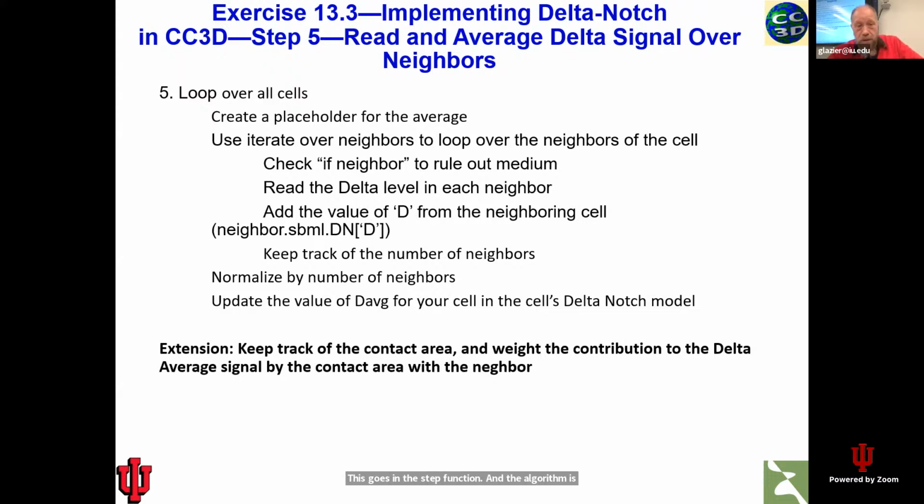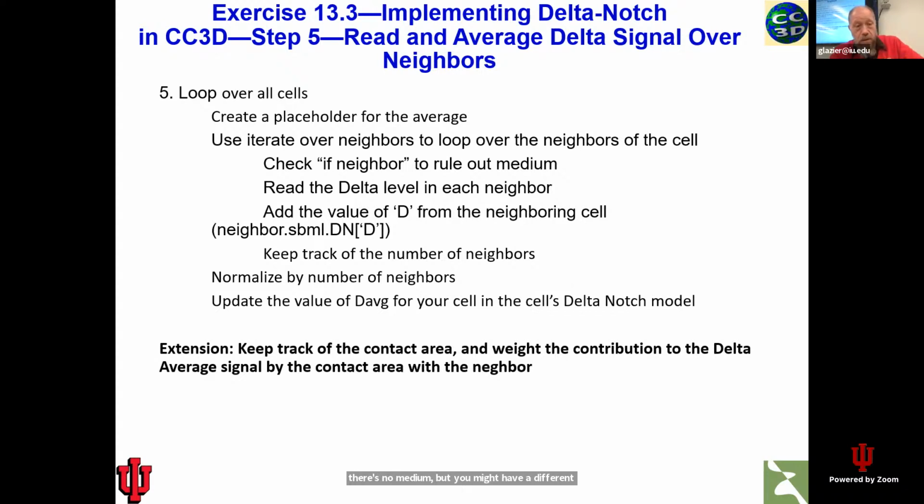We loop over all cells. We create a placeholder value for the average. Total equals 0. We now iterate over the neighbors of our current cell. We check if neighbor to make sure there's no medium. In the case of filling the whole lattice, there's no medium, but you might have a different configuration where there's medium.